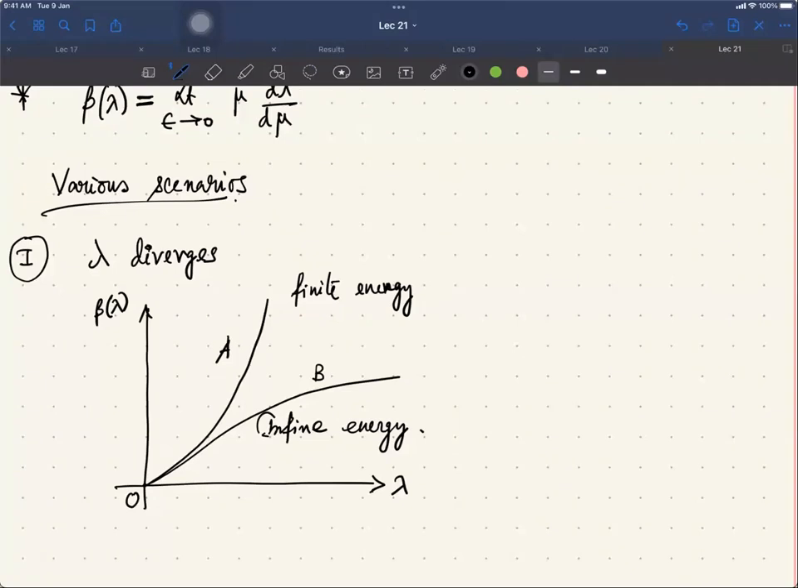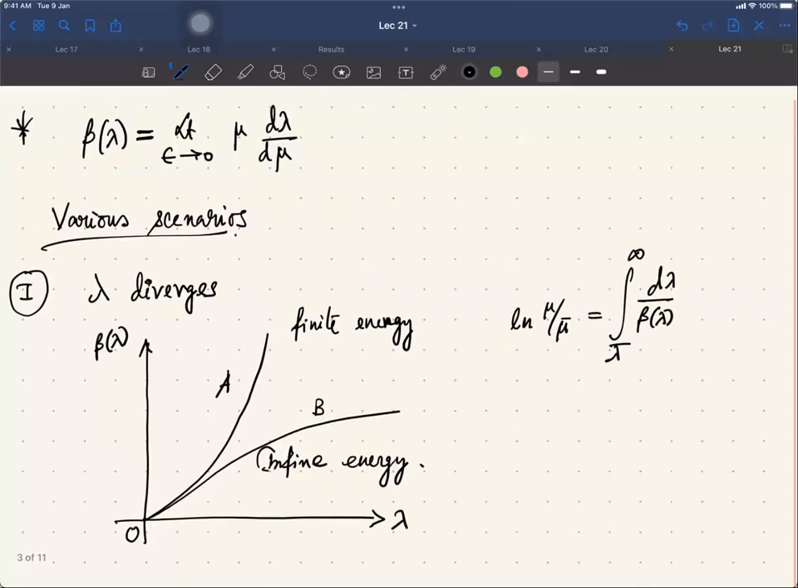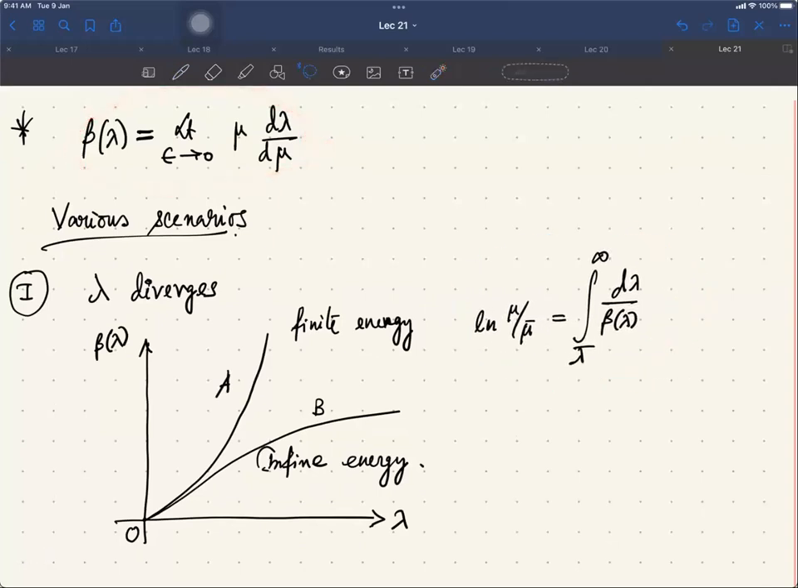So then log mu by mu bar will be given by the integral from lambda bar to infinity of d lambda by beta lambda. That's just this equation, the same equation. And this quantity is less than infinity in the case of A and infinity in the case of B.